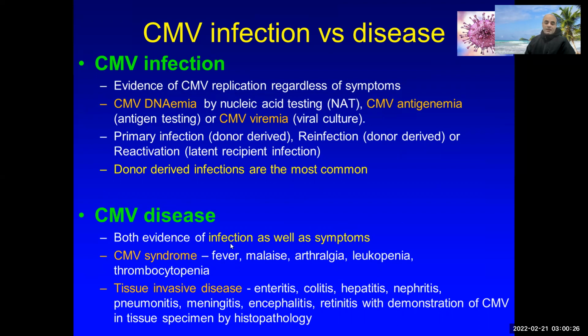CMV disease is evidence of infection as well as symptoms. CMV symptoms include fever, malaise, arthralgia, leukopenia, and thrombocytopenia, and tissue-invasive disease such as enteritis, colitis, hepatitis, nephritis, pneumonitis, meningitis, encephalitis, and retinitis, with demonstration of CMV in tissue specimen by histopathology. The symptoms to remember in post-transplant patients are fever, malaise, arthralgia, leukopenia, and thrombocytopenia, and tissue-invasive disease like enteritis presenting as gastroenteritis, colitis, hepatitis with elevated liver enzymes, nephritis, pneumonitis, meningitis, encephalitis, and retinitis.